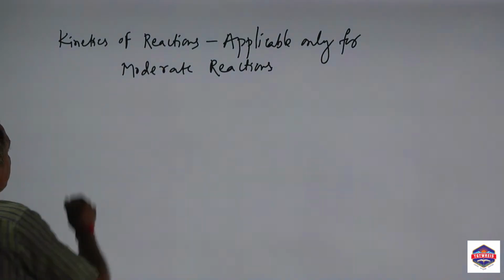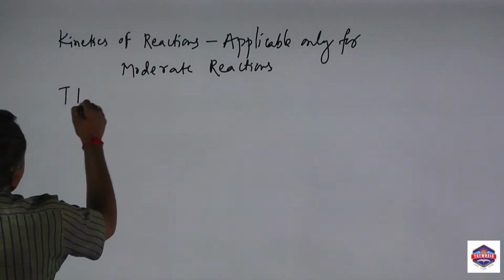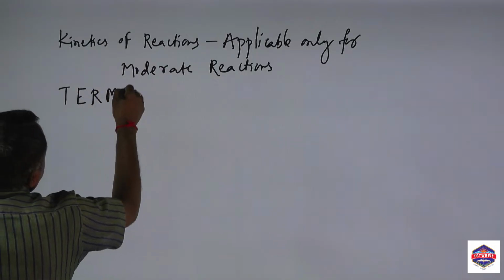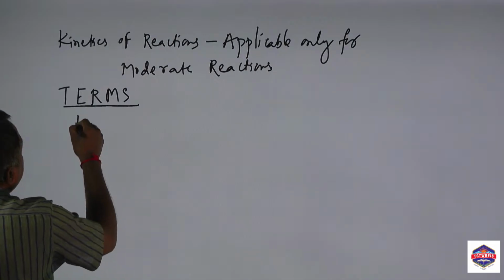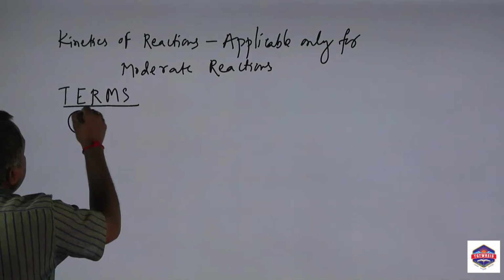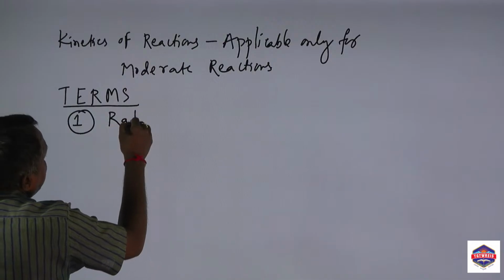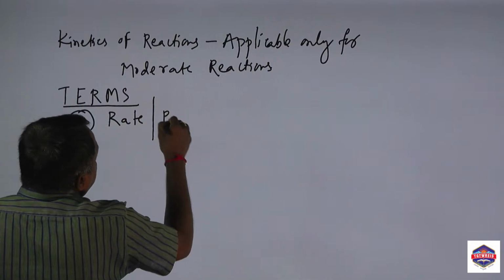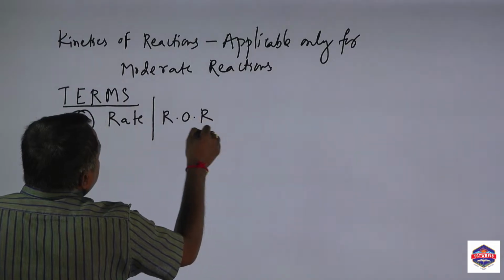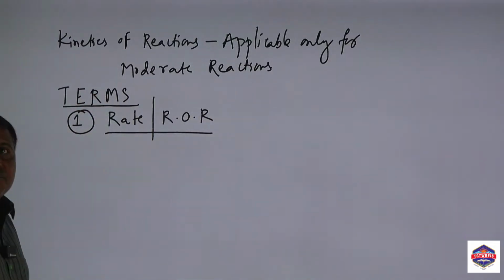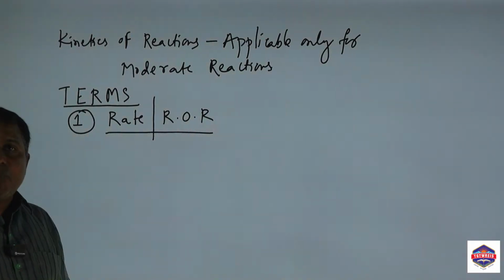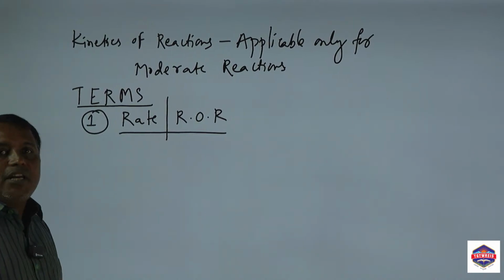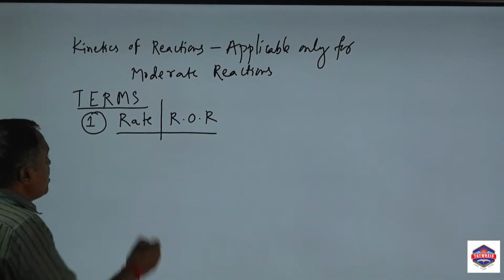And after this we are going to discuss some terms in this kinetics. The first and the most important term is the rate or rate of reaction. So what is this rate or rate of reaction? Actually it is the ratio between the change in concentration of reactants or products to the change in time or time interval.